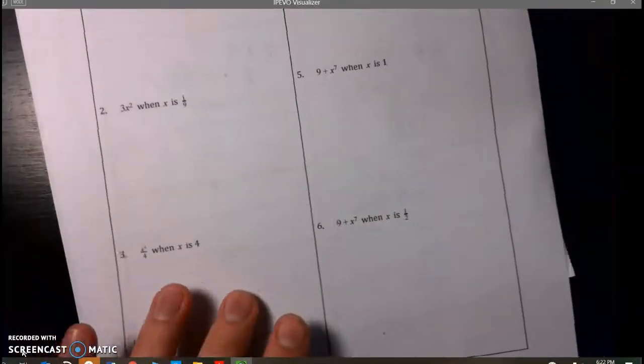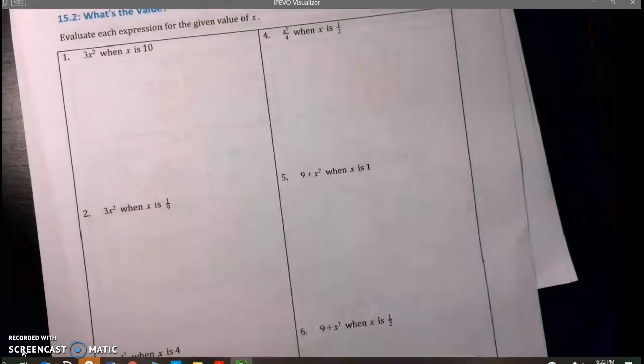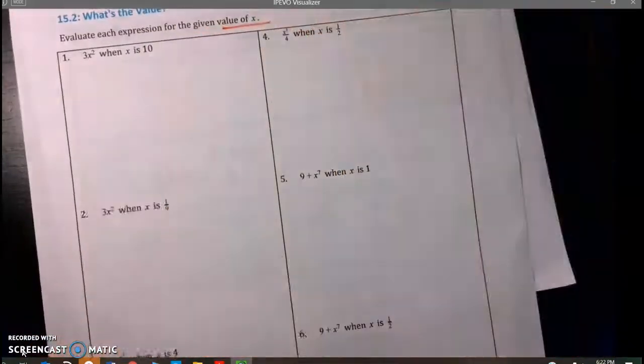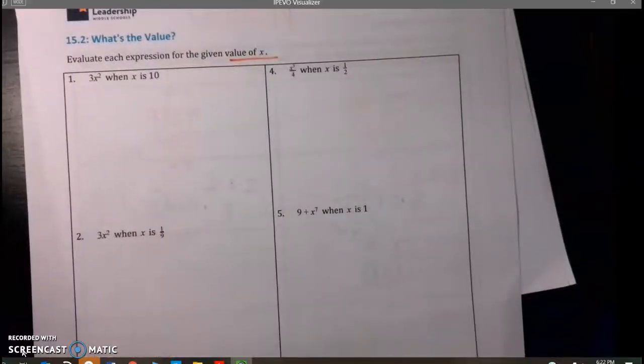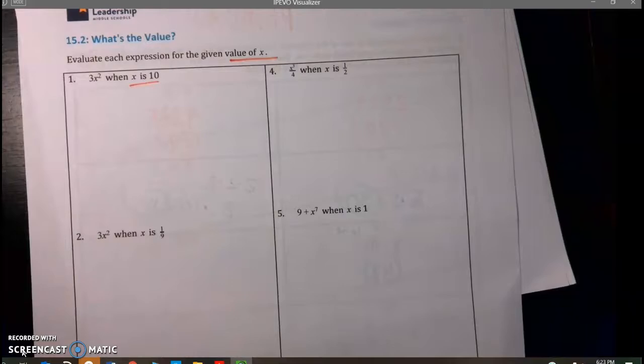Okay. So, now, on the other side of this paper, well, you're doing this digitally, so I guess you're not even really flipping the paper. So the next page that we're going to cover in this video is "What's the Value?" It says evaluate each expression for the given value of x. So once again, we are being given values for a variable. A value of a variable is when a variable has a number attached to it. So x in this case is 10.